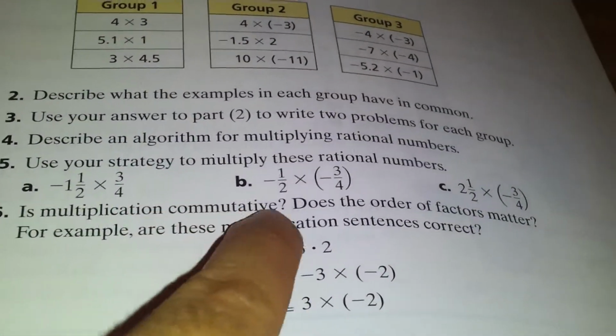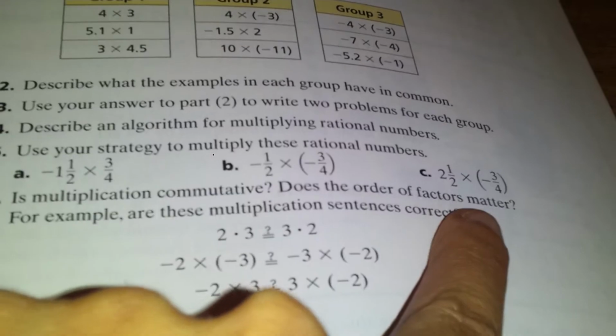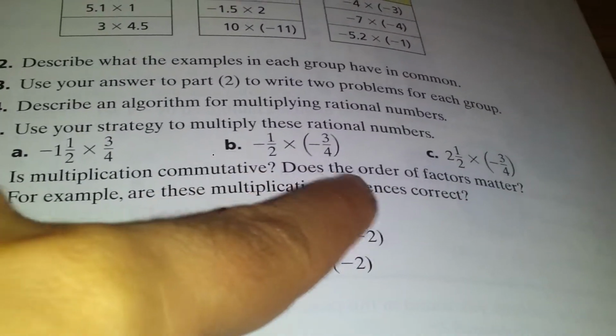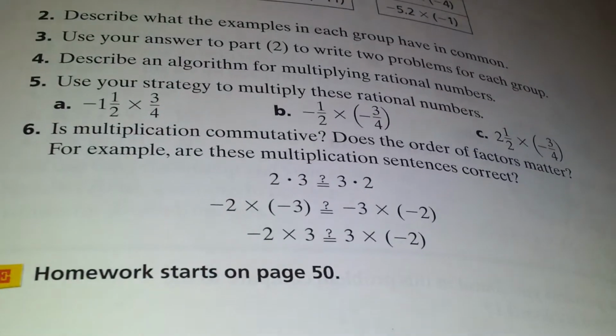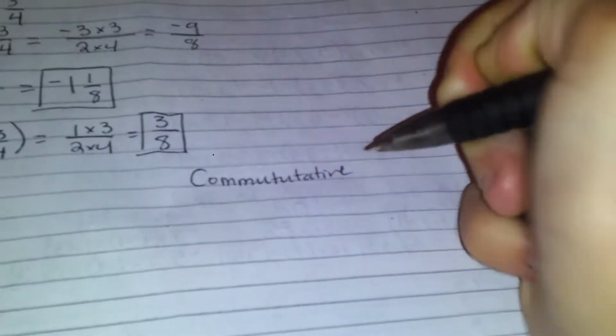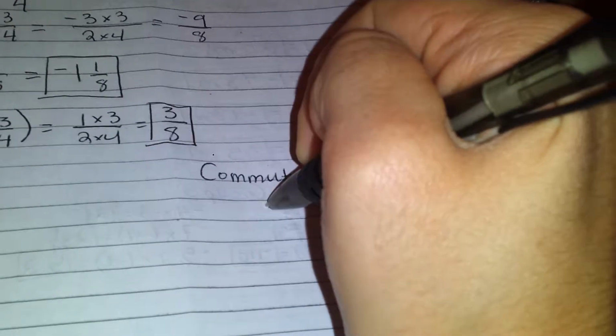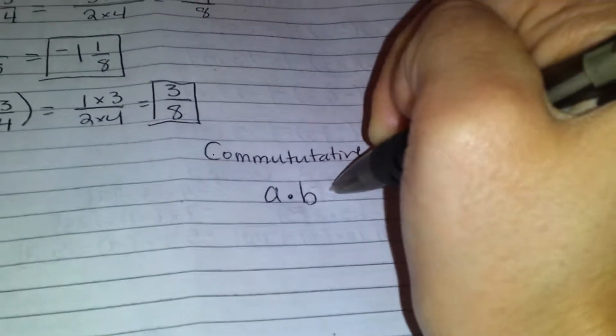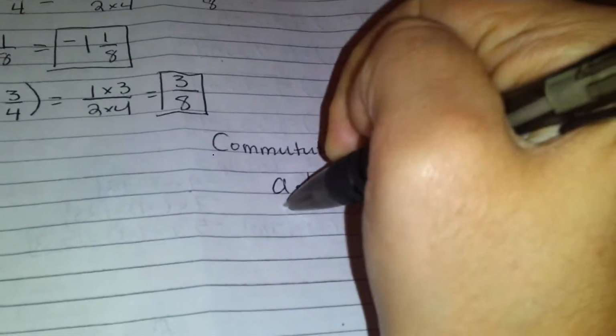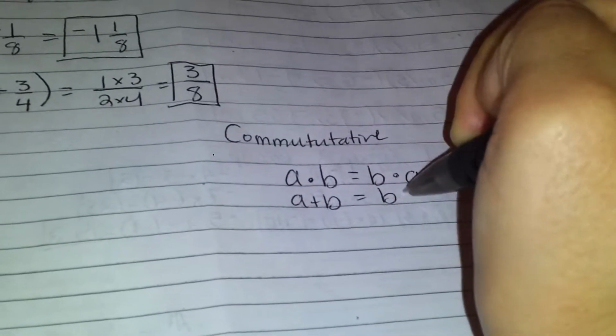Is multiplication commutative? Does the order of factors matter? For example, are these multiplication sentences correct? Well, first we've got to know what commutative means. We talked about it a little bit in class, but in case you're watching this video early, I'm going to make a note on my right-hand side for our new vocabulary term, commutative. If something is commutative, that means it works in either direction. Basically says that A times B equals B times A, or A plus B equals B plus A.